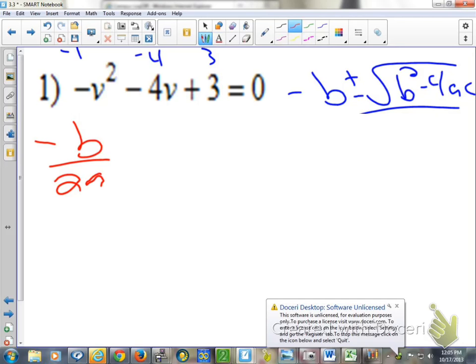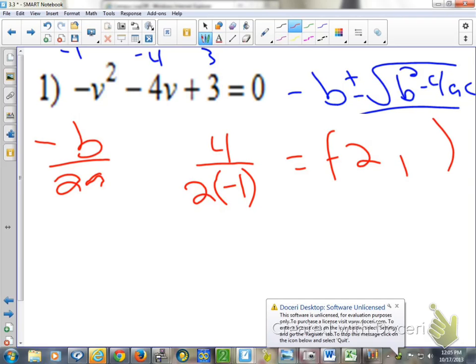Negative 4, so negative 4 would be positive 4, over 2a, negative 2. Now, that's only half of the coordinate for your vertex. That's the x value. On a test, the first thing you would do is go look at the answers.